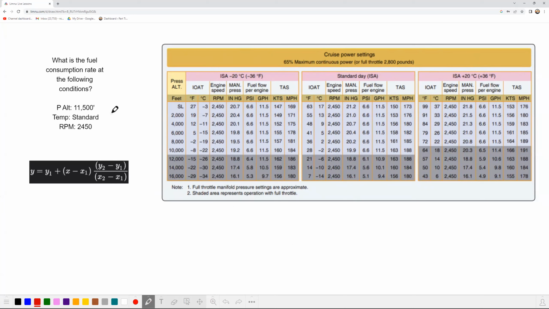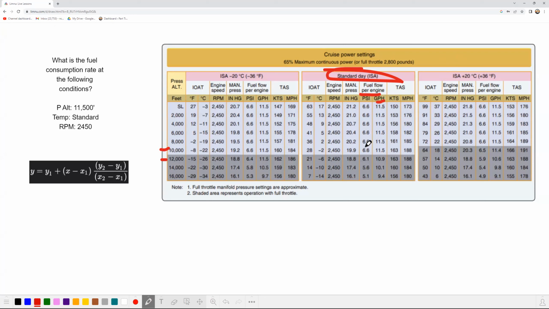So this question says pressure altitude of 11,500, temperature standard, so we know we're going to use this one, and RPM of 2450. RPM is 2450 for all of these, so that's kind of silly, but the FAA written will do this. And then we want 11,500. So right here we have 10,000 and we have 12,000, and we want the fuel consumption rate. So that's going to be fuel flow per engine, gallons per hour.